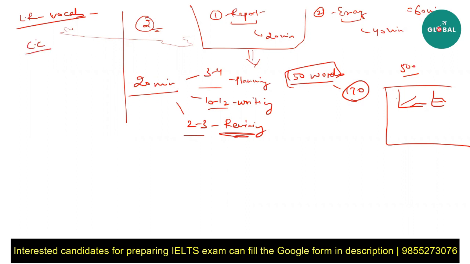The second is coherence and cohesion. Coherence and cohesion basically is a big word that we use to say that whatever you're writing, for essay and for report, it should be smooth. Every sentence should be connected to the one before. It should not be very abrupt.